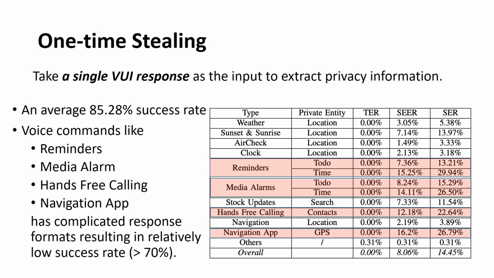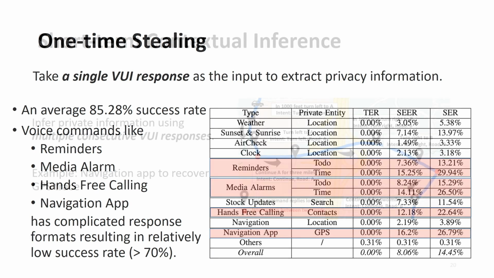We can achieve an 85% success rate for the attack, and we find that some voice command replies, like reminders, media alarm, and hands-free calling navigation app, have very sophisticated replies, which means we achieve a relatively lower success rate, but it's still higher than 70%.